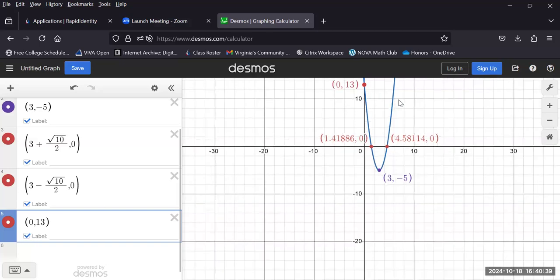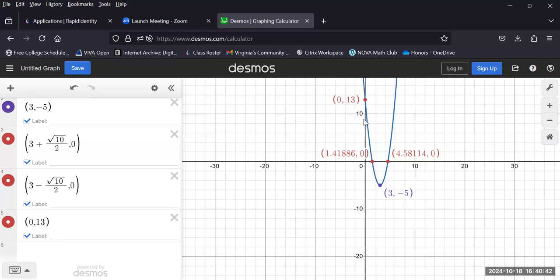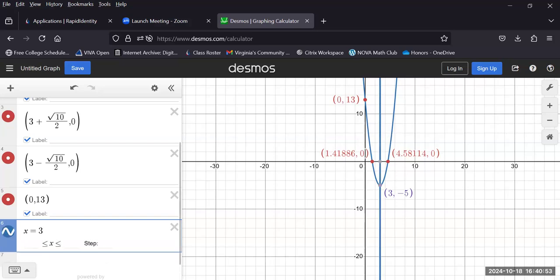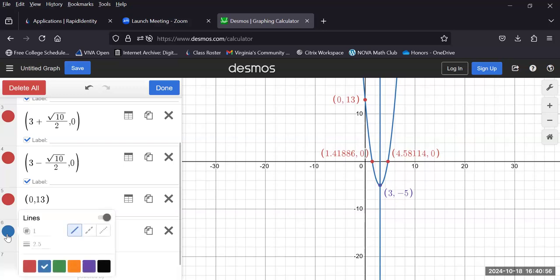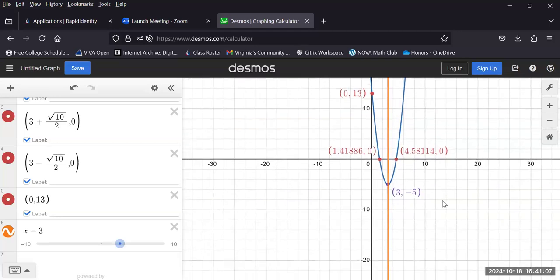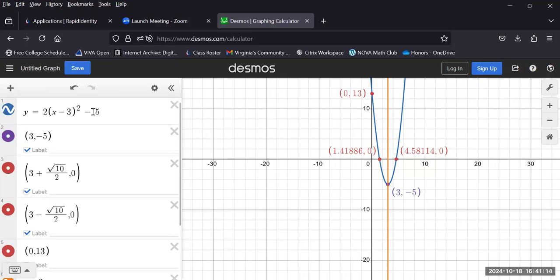Up there. So we have enough points, and basically we draw a curve through those points. And if you want, I can plot the line of symmetry, which is going to be x equals 3. I'll put that in a different color. That's what the graph of this parabola looks like. Again, we have our roots. The vertex was 3, -5, facing upward. And there's our y-intercept. We have the x-intercept here.